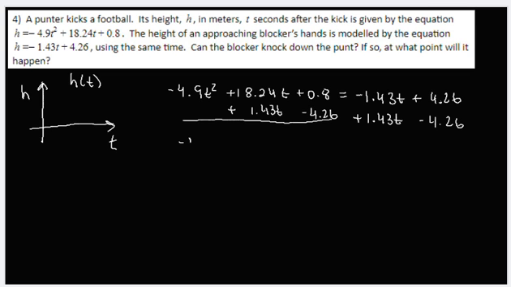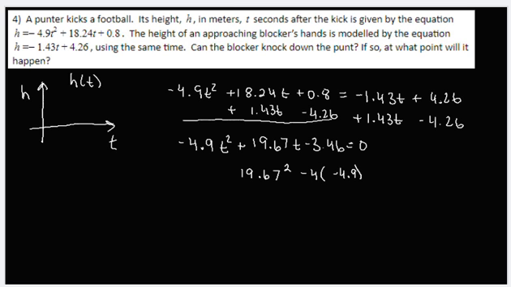Giving us negative 4.9t squared plus 19.67t minus 3.46 equals 0. Now, can the blocker knock down the punt? Well, let's see. We need to check out our discriminant. So we're checking out 19.67 squared minus 4 times negative 4.9 times a negative 3.46. And I already have an idea for the answer.